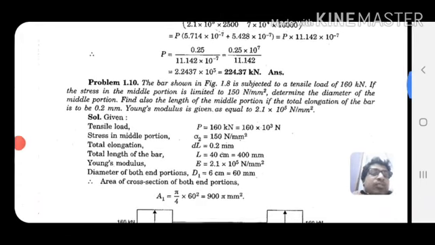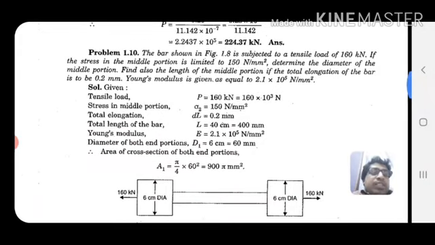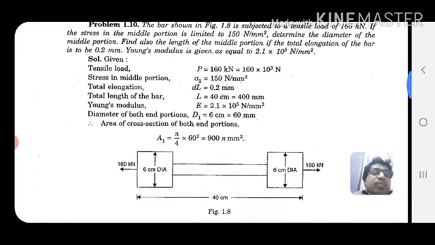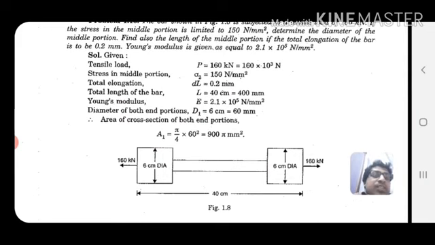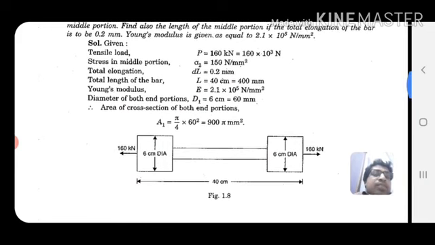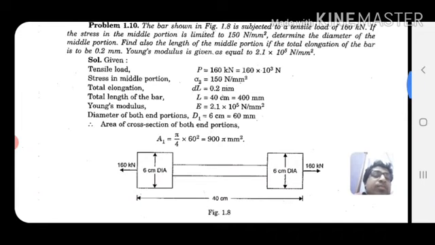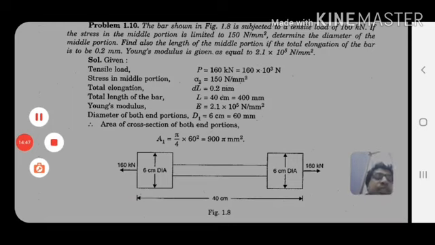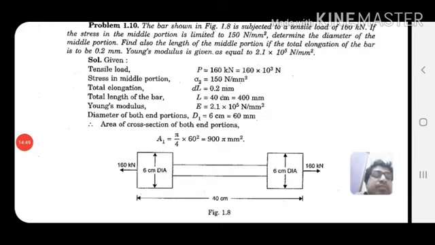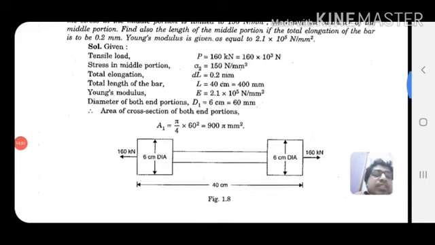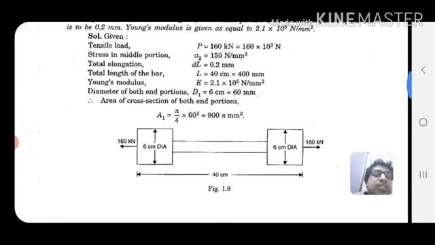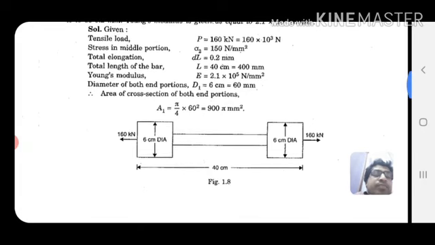The bar shown in figure is subjected to a tensile load of 160 kilonewton. If the stress in the middle portion is limited to 150 Newton per millimeter square, determine the diameter of the middle portion. Find also the length of the middle portion if the total elongation of the bar is to be 0.2 millimeter. Young's modulus is given as equal to 2.1 into 10 to the power 5 Newton per millimeter square.